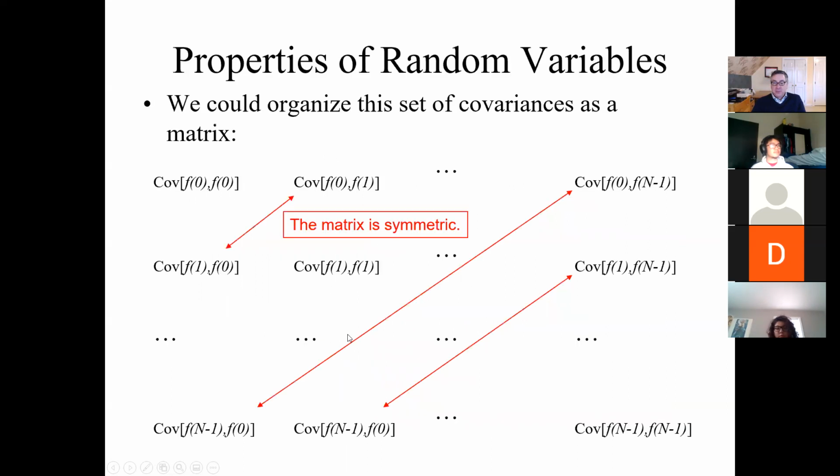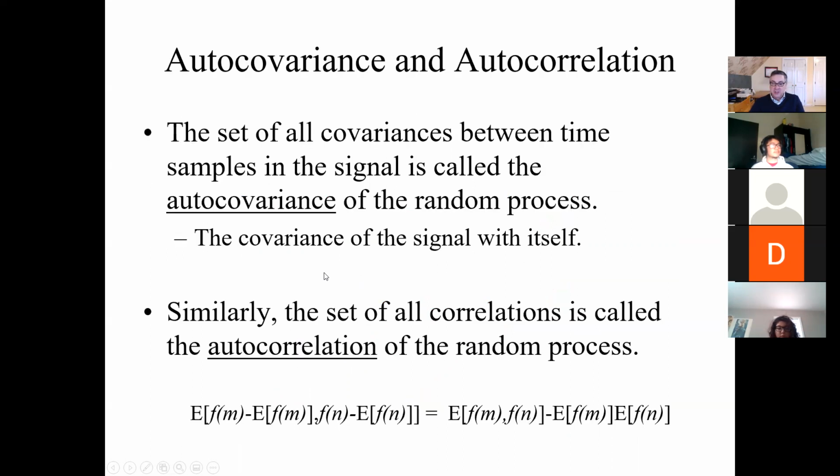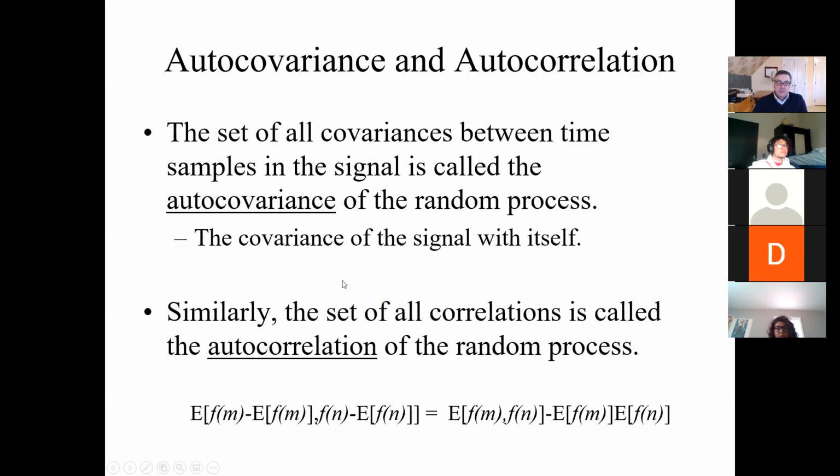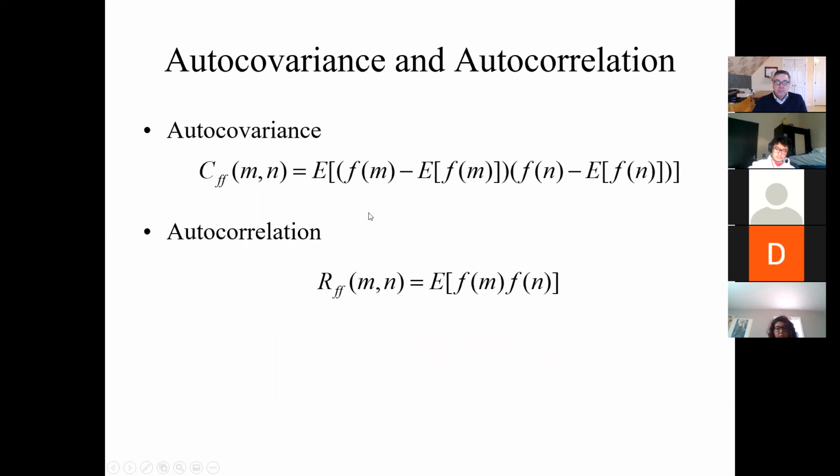We could also not subtract off the mean. Remember, for covariance, we subtract off the mean. If we don't subtract off the mean, we have the correlation. And so there's the equivalent term autocorrelation, where we don't subtract off the mean. And so we could similarly have an autocorrelation matrix. When we write those out, they can be written this way.